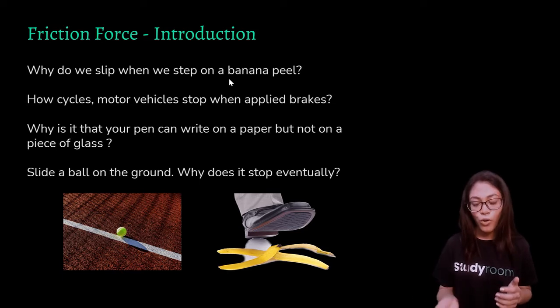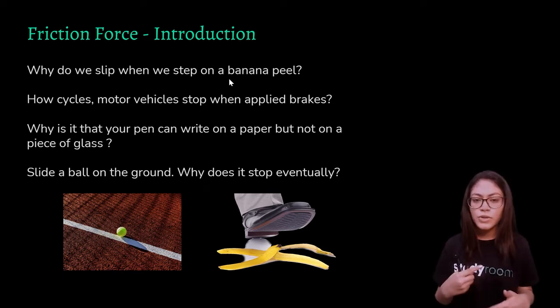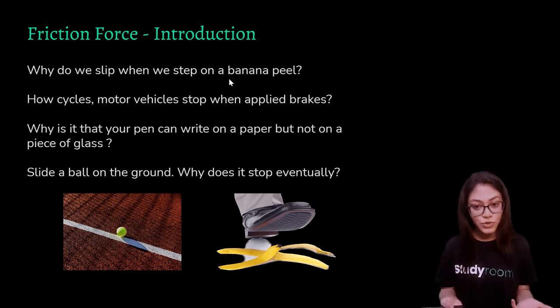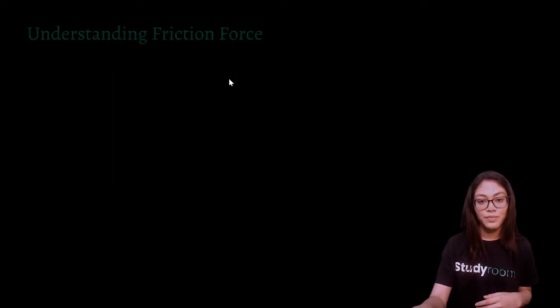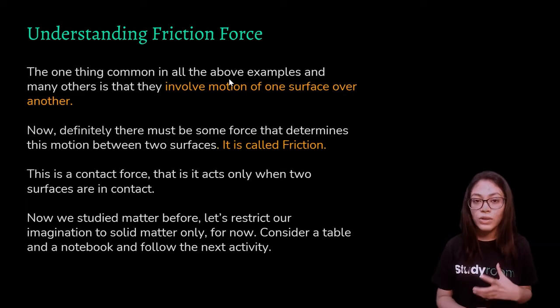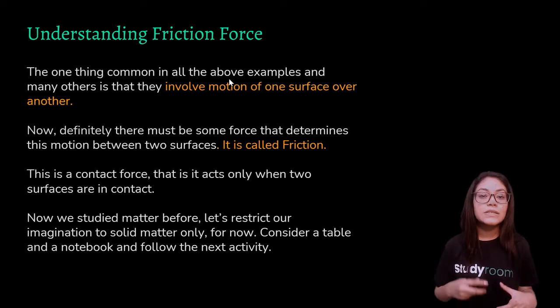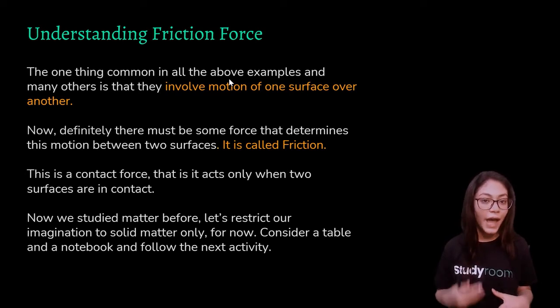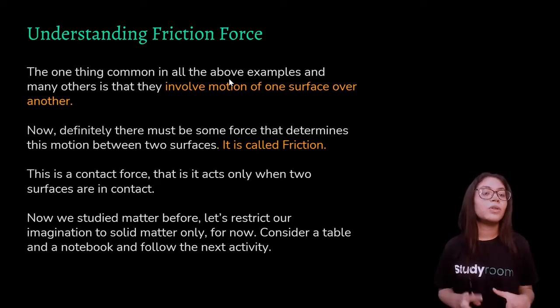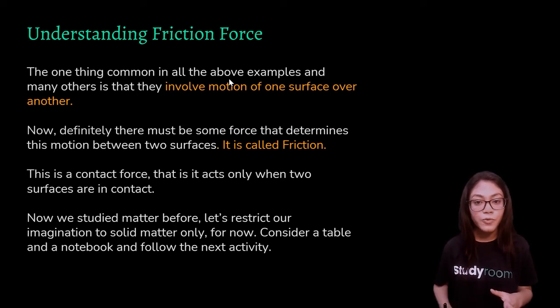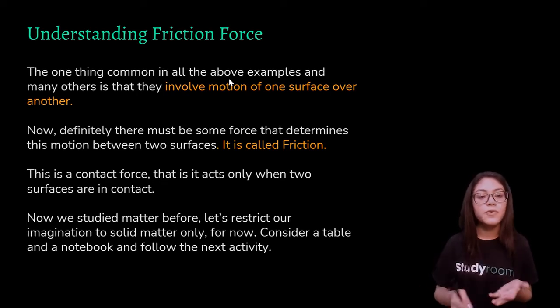Now, you slide a ball on a ground surface. It rolls for a certain time and for a certain distance. But what happens then? It stops eventually. Now, why does it happen? Now, in all these examples, we saw that there must be a certain kind of force acting for all these examples to occur. So, what was common in all these examples? The only common thing was that they all involved a motion of one surface over another.